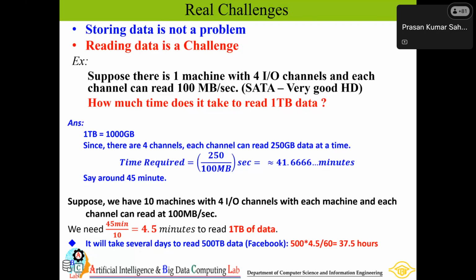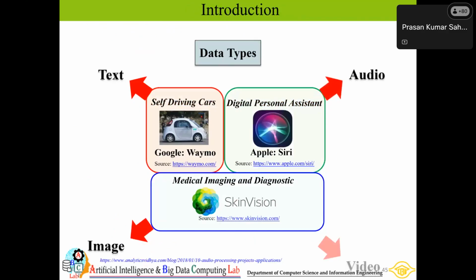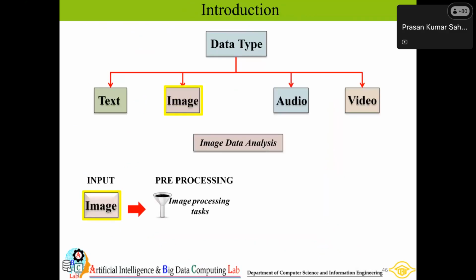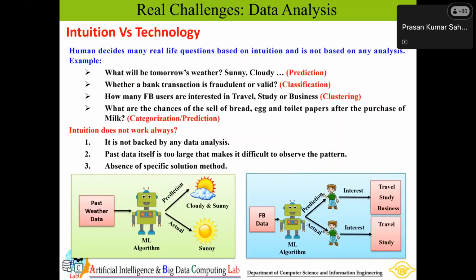So reading data is also a bit challenging. The data could be text data, image data, audio data, or video data. If the input data is image data, then we need pre-processing and then analysis, and then we get the output. So, analysis of data: why do we need technology?